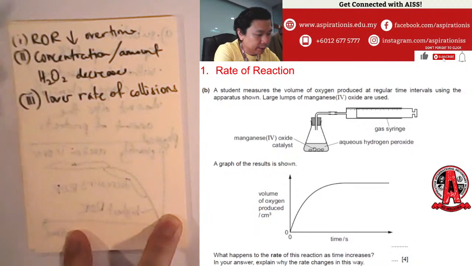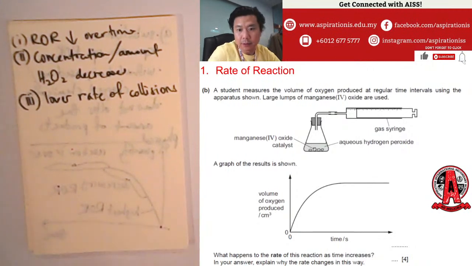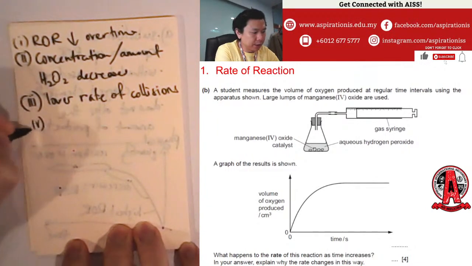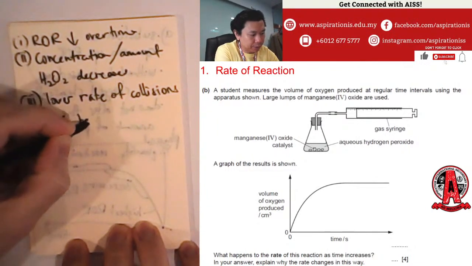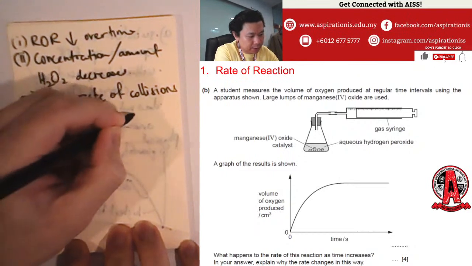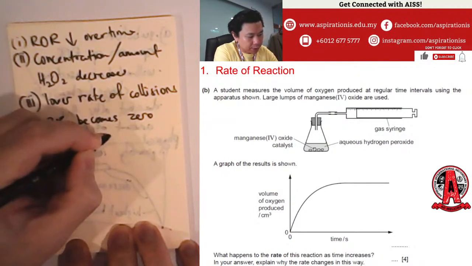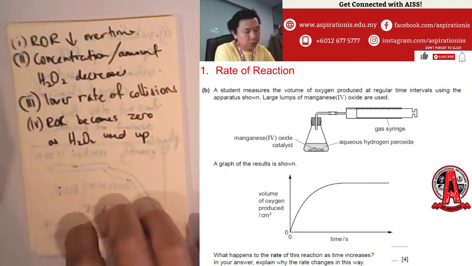Okay, then at the end of the day, I think somehow one of them will give you 2 marks. So yes, of course if you don't feel confident, you can say that the rate of reaction becomes 0 as the hydrogen peroxide is used up.